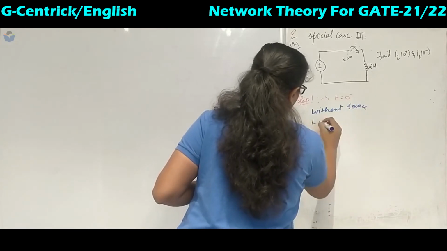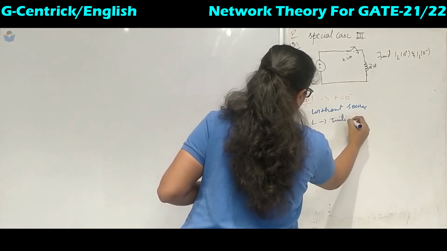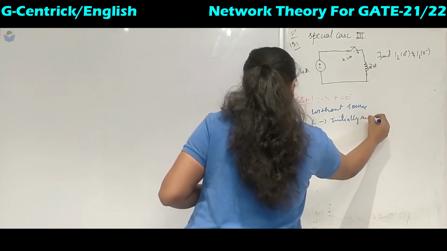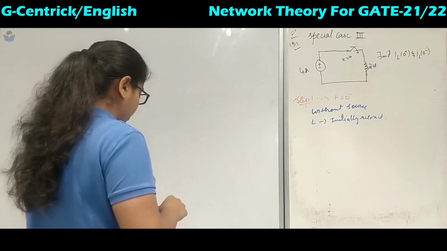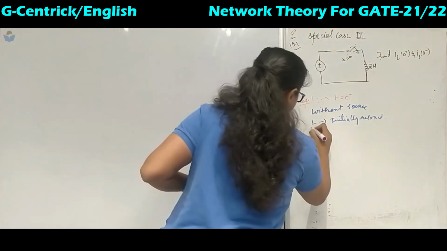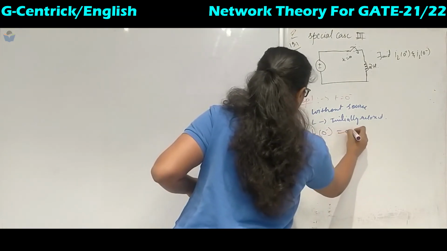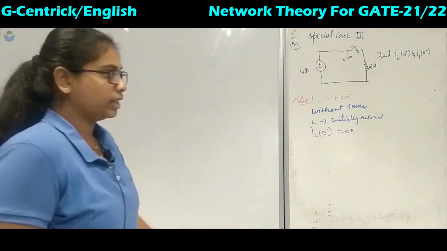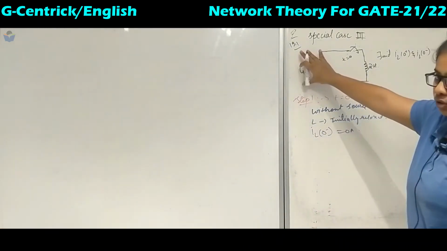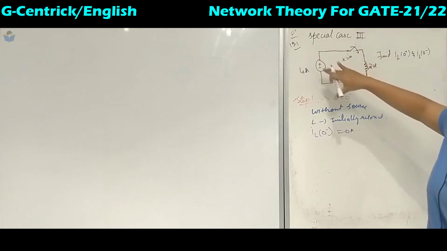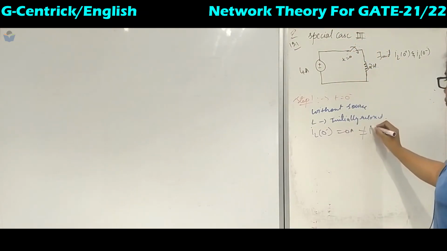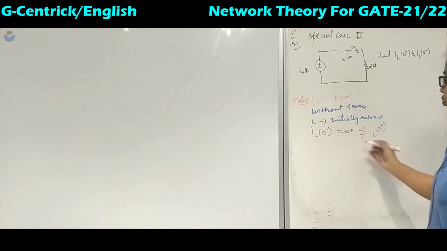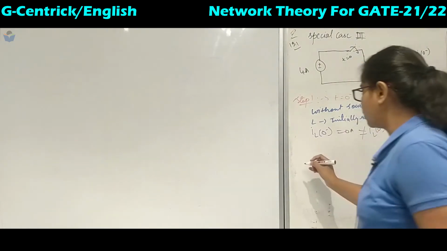If it is without source, that means the inductor is initially relaxed. If it is initially relaxed, then the current through it, IL of 0 minus, will be equal to 0 ampere. Now again, this is an ideal current source which is connected to the inductor without any resistor in between. So IL of 0 minus will not be equal to IL of 0 plus, because KCL is violated.